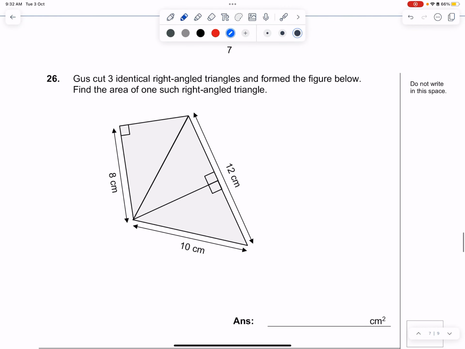Next, Gus cut 3 identical right angle triangles and form the figure below. Find the area of one such right angle triangle. Okay? We're going to skip this question because angles is not tested.